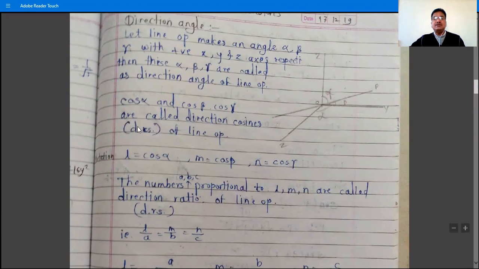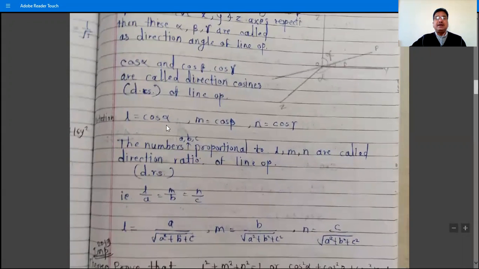Shortly, direction cosines are denoted by this short form, D.C.s, direction cosines of line AB. So cos alpha, cos beta and cos gamma are called direction cosines of that line. And the direction cosines of the lines are usually denoted by the notation L, M and N. That is, L is cos alpha, M is cos beta and N is cos gamma. These are the standard notations for direction cosines, L, M, N.